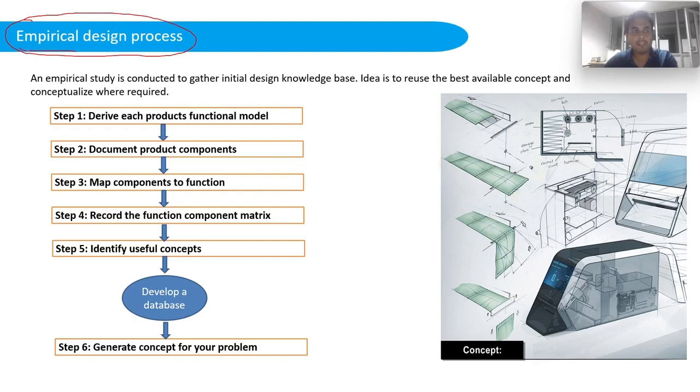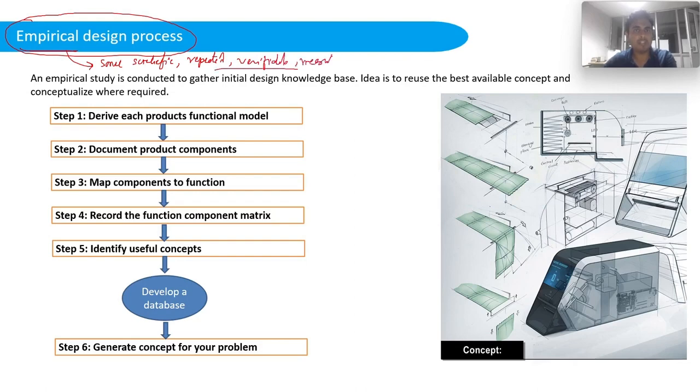So empirical means something that is scientific, that can be repeated, and it can be verifiable also, and measurable.